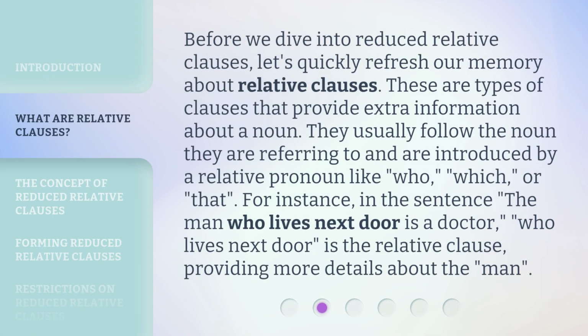Before we dive into reduced relative clauses, let's quickly refresh our memory about relative clauses. These are types of clauses that provide extra information about a noun. They usually follow the noun they are referring to and are introduced by a relative pronoun like who, which, or that. For instance, in the sentence, "The man who lives next door is a doctor," "who lives next door" is the relative clause, providing more details about the man.